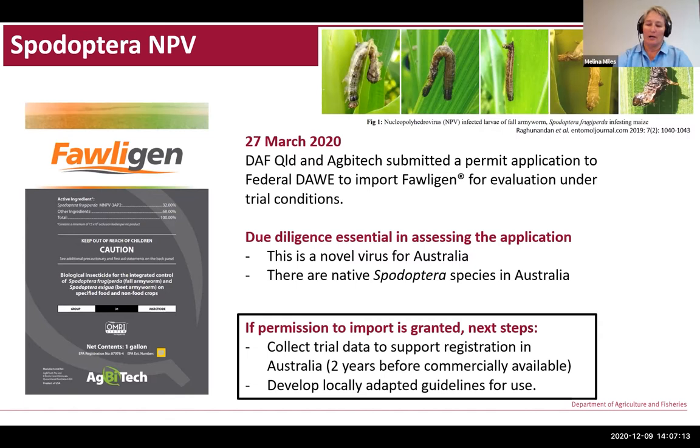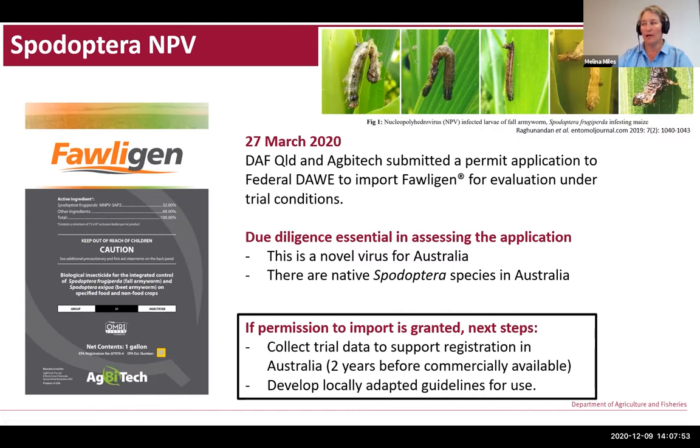One of the things that I wanted to be really clear about is if the permit is granted, then it will be 2 years at least through the registration process before industries will have access to a commercial formulation in Australia. And that is just the normal regulatory process for a new product. And in addition to doing the work that is required for registration, in the early stages of that work, there'll also be a view to develop a management package that will help growers to ensure that they can use the product effectively.